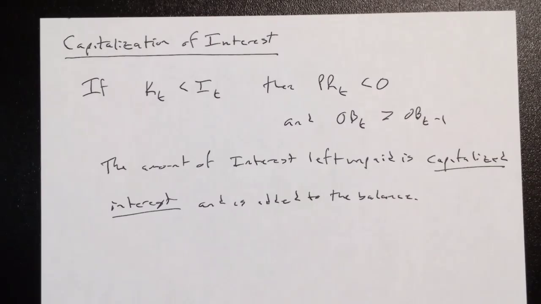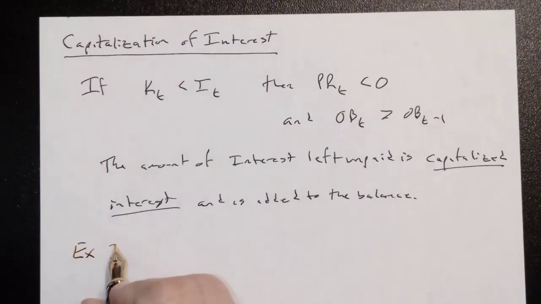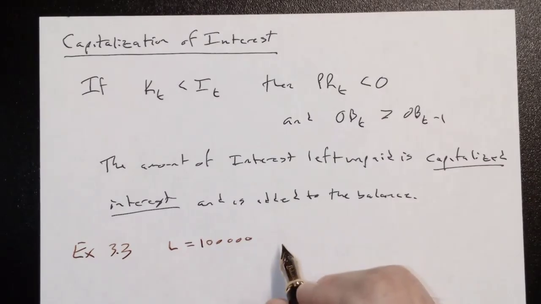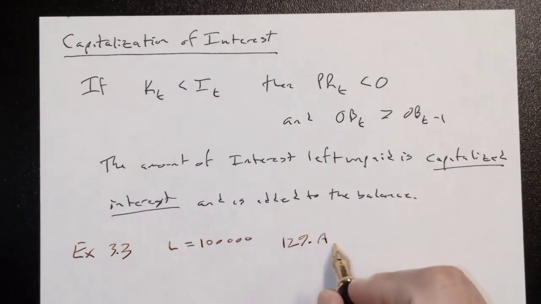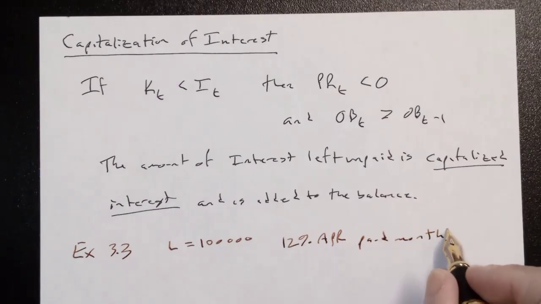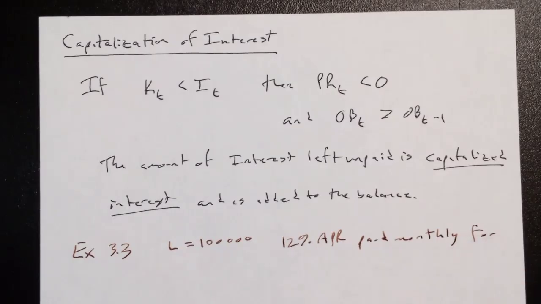But here's an example. We're going to borrow $100,000 at 12% APR, paid monthly, for 12 years.